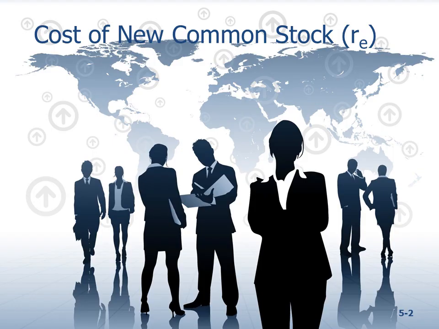Next is the cost of new common stock, where the variable that we will be using is R sub E. For the cost of internal equity or cost of retained earnings, we use R sub S. I want to distinguish these specifically, gusto ko linawin. R sub E is the cost of equity kasi ginagamit ko rin yung RE. RE is retained earnings ha. So RE is retained earnings.